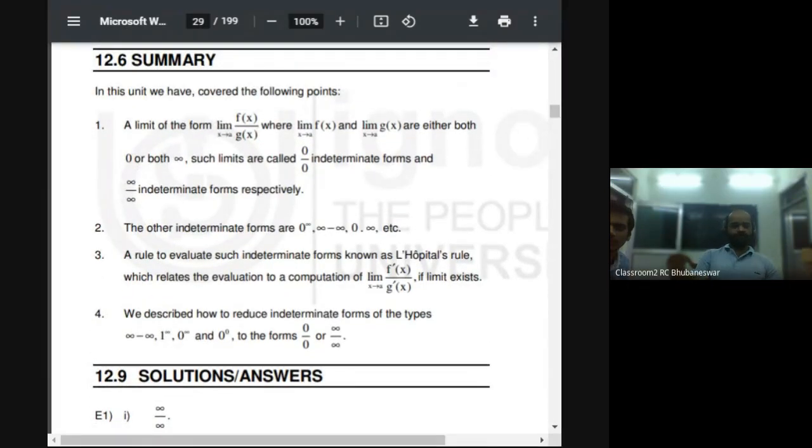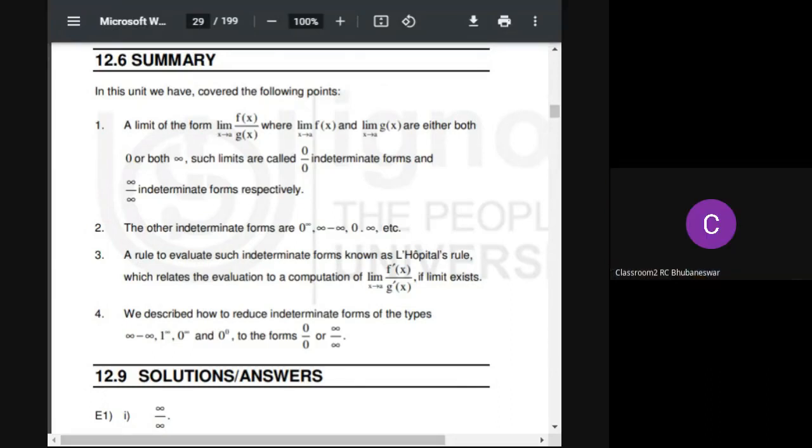So here let us look at the summary of this particular presentation of this unit. First we have discussed the indeterminate form in limits, that means 0 by 0 form or infinity by infinity form. So whenever we find 0 by 0 form or infinity by infinity form, we can directly calculate the limit by using the L'Hopital rule.